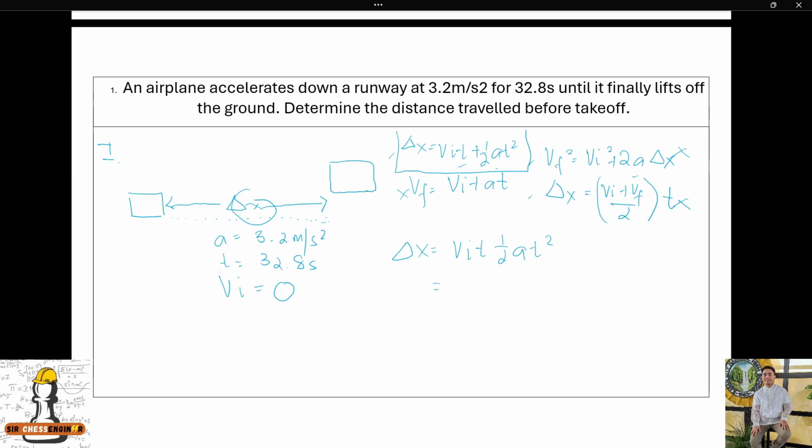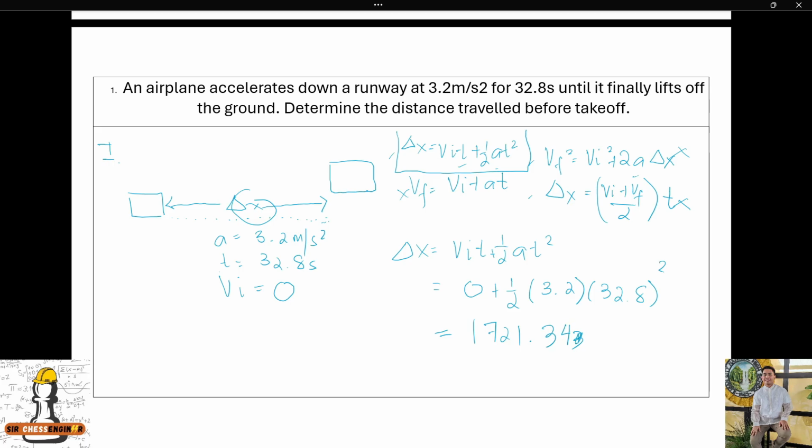So, initial velocity is 0, and 0 times something is just 0. Sorry, plus 1 half. What is 1 half? Acceleration, 3.2. Time is 32.8 squared. Now we will use the calculator. 0.5 times 3.2 times 32.8 squared, meaning 1,721.34.